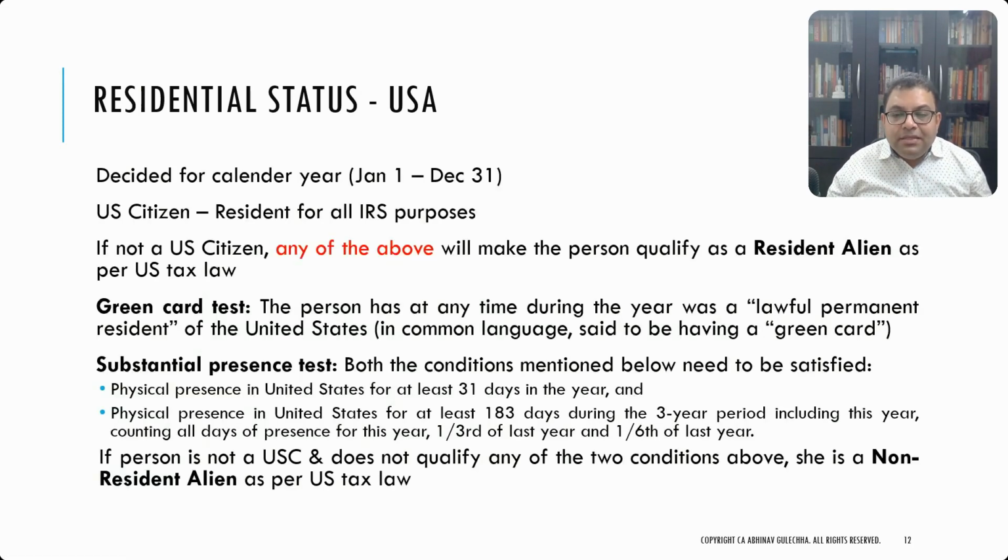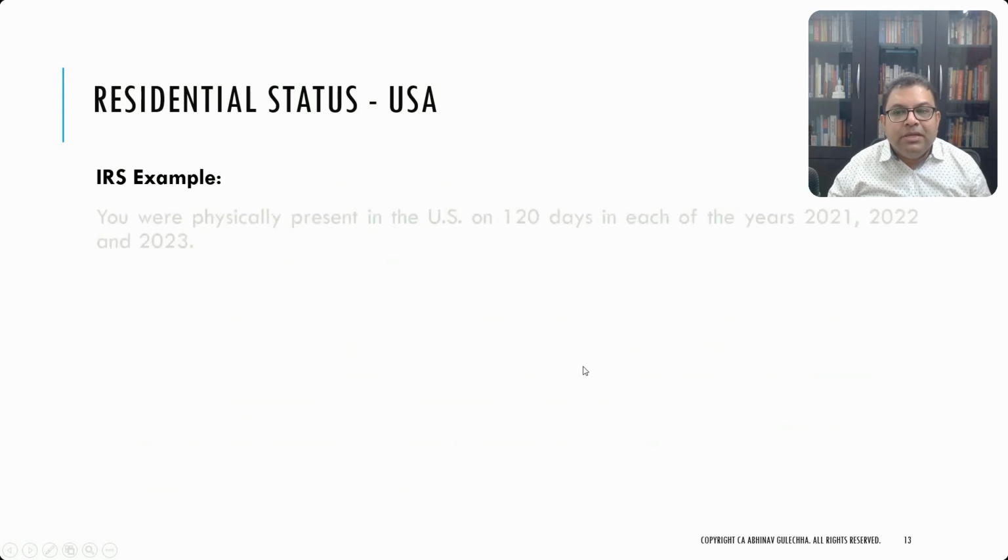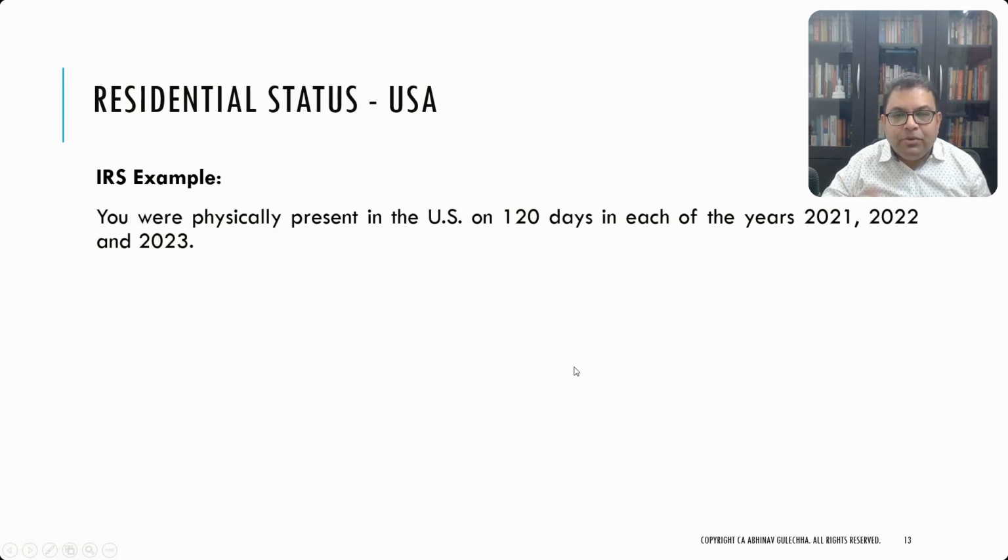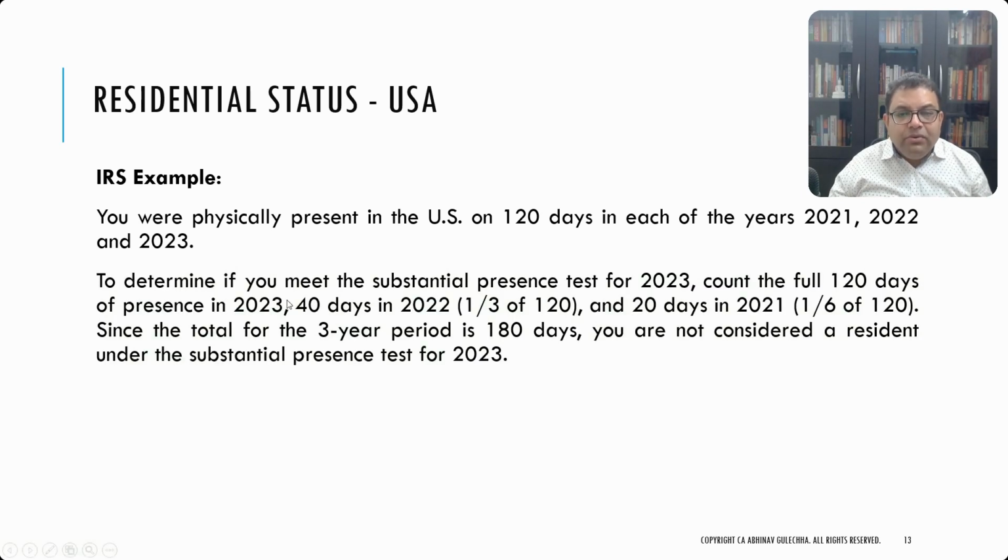Now, as regards the substantial presence test, 183 days during the 3-year period, the IRS has given in its publication an example which I am reproducing here. For example, IRS says that you are physically present in the US on 120 days in each of the years 2021, 22, and 23. Now, to determine if you meet the substantial presence test for 2023, count the full 120 days of presence in 2023, right? We count the entire 120 days.